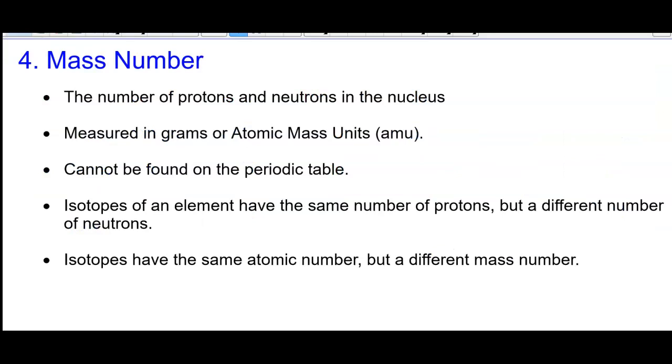Mass number. Mass number is different than average atomic mass. The mass number cannot be found on the periodic table. Mass number is the number of protons and neutrons in the nucleus, measured in AMU, or atomic mass units. Isotopes of an element have the same number of protons but different numbers of neutrons. Isotopes have the same atomic number but different mass numbers. We're going to spend some time specifically talking about isotopes in a few days.